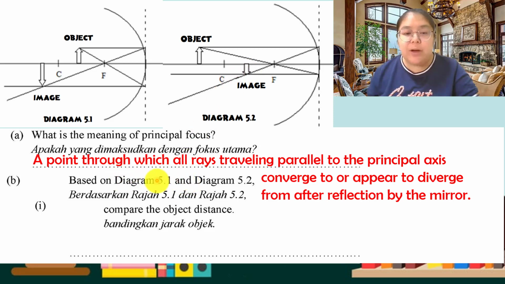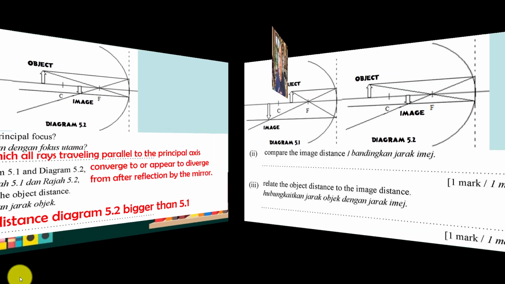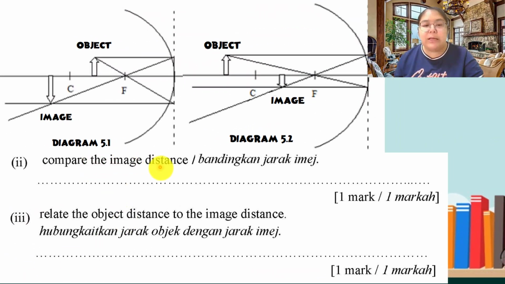Then we go to 5.1 and 5.2. We do the comparison for the object distance. Object distance in 5.2 is further. Better you answer in a full sentence, don't use symbols. Let's see the answer: object distance in diagram 5.2 is bigger than 5.1. Then we continue to the comparison. Compare the image distance. The image distance in 5.2 is shorter, and 5.1 is longer.